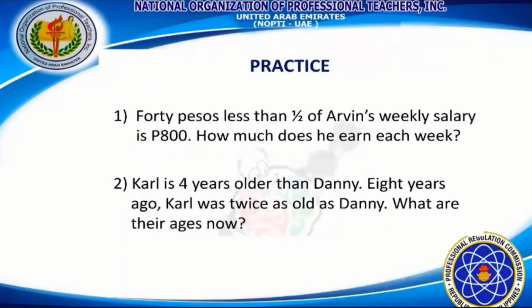Try natin. 40 pesos less than 1/2 of Arvin's weekly salary is 800. How much does he earn each week? Number 2. Carl is 4 years older than Danny. 8 years ago, Carl was twice as old as Danny. What are their ages now? Oh, math majors, solve nyo nga.